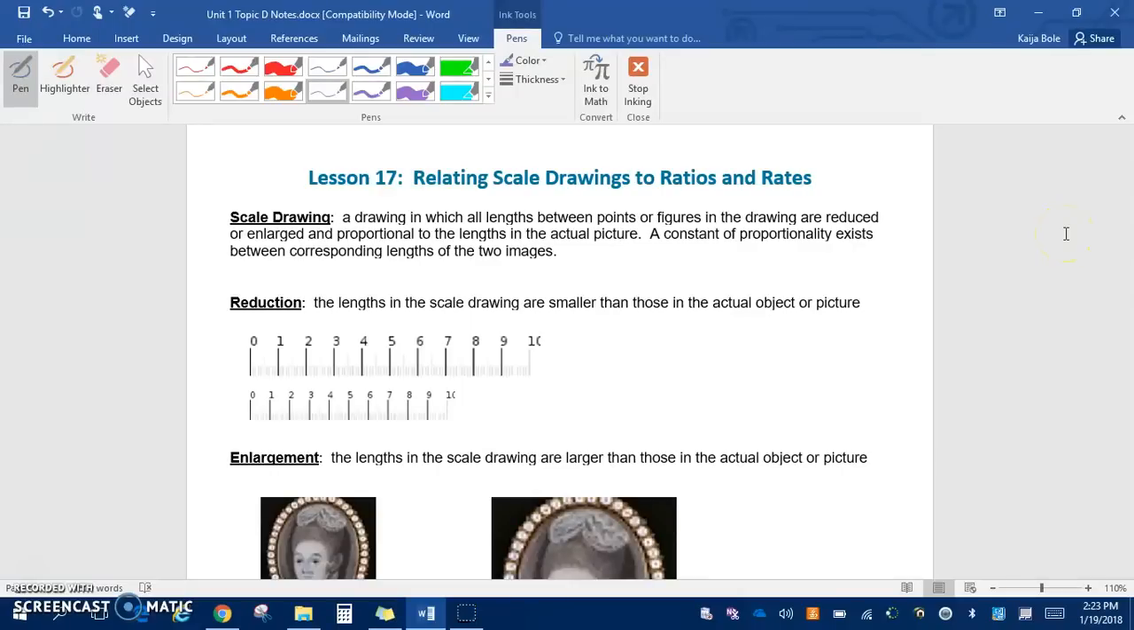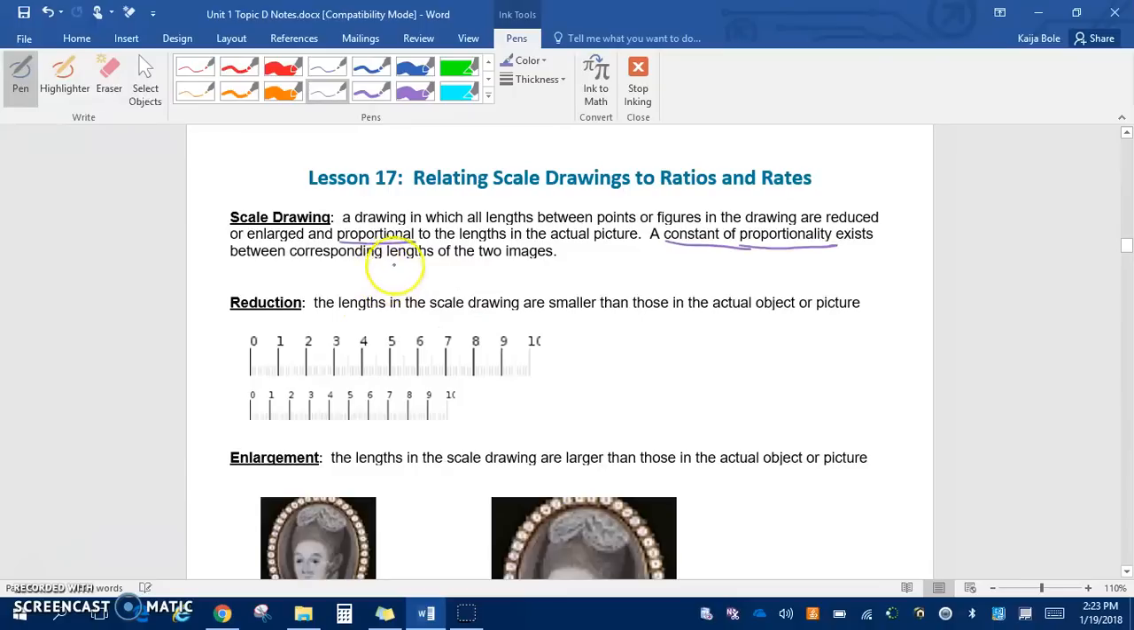Alright, so here we are on lesson 17, relating scale drawings to ratios and rates. So this first definition here is of a scale drawing, and that's a drawing in which all lengths between points or figures in the drawing are reduced or enlarged and proportional to the lengths of the actual picture. A constant proportionality exists between corresponding lengths of two images. So there are some big words that we've been seeing this whole unit, such as constant of proportionality, proportional, and things like that.